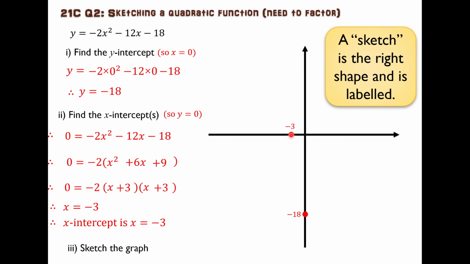So let's label that x-intercept, which is negative 3. It's called an x-intercept because it's on the x-axis. And because we know that there is exactly one x-intercept, that means that the parabola is symmetric about this line. Yeah, this is the axis of symmetry.